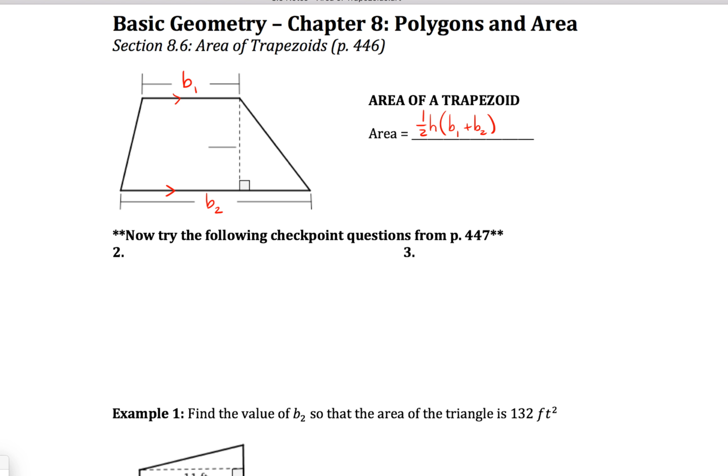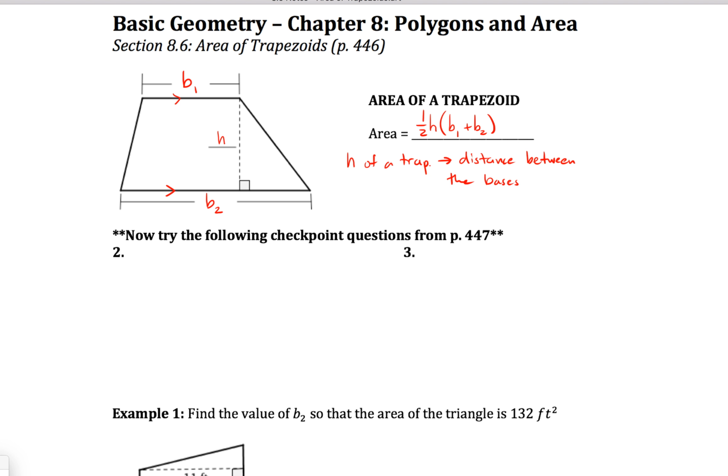And you might want to jot this down. The height of a trapezoid is the distance between the bases. And remember, in geometry, when we're measuring the distance from two objects, we always measure along a line that's perpendicular to one of the objects. So you can see this dotted line that's right here. That is representing how far apart B1 is from B2. And so that would be the height.